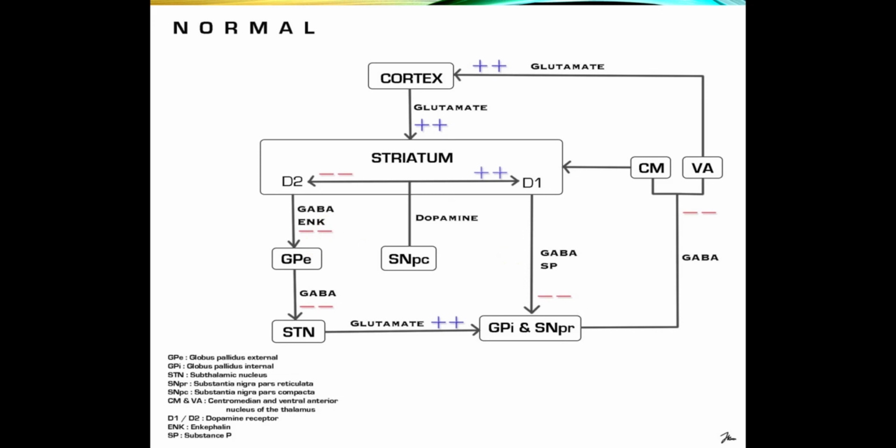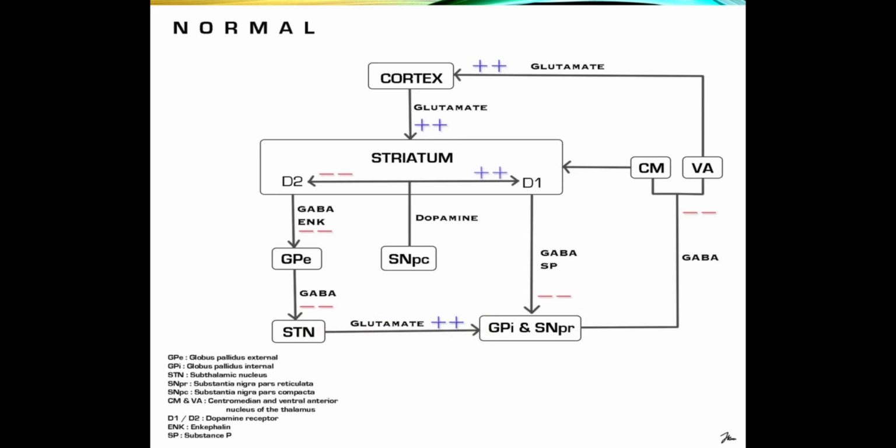So how I remember this is, if we're talking about the motor cortex, whether it's going in or going out, it's glutamate. Everywhere else, it's GABA inhibitory, except for this connection between the subthalamic nucleus and the internal segment of the globus pallidus, which is glutamate and is stimulatory.